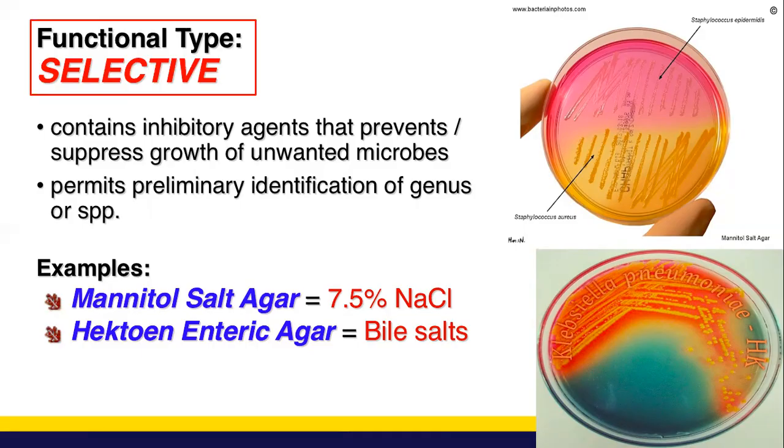Examples of which is mannitol salt agar. Mannitol salt agar is both a differential and selective media. It's selective primarily because of the presence of a high salt concentration, 7.5% sodium chloride, which is technically high. So it limits or inhibits rather the growth of those that cannot survive in the presence of high salt concentration. Hektoen enteric agar contains bile salts that inhibit growth of most gram-positive organisms. So this is mannitol salt agar, and this is Hektoen enteric agar.